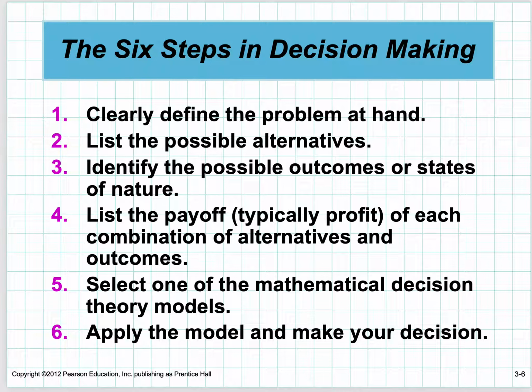List the possible alternatives, identify the possible outcomes or states of nature, and we'll talk about what that is. List the payoff, which is usually some sort of money or cost. You'd want to maximize money, you'd want to minimize cost. For each combination of alternatives and outcomes, select one of the mathematical decision theory models, apply the model, see what the model suggests your decision should be, and decide if you want to go with that decision.